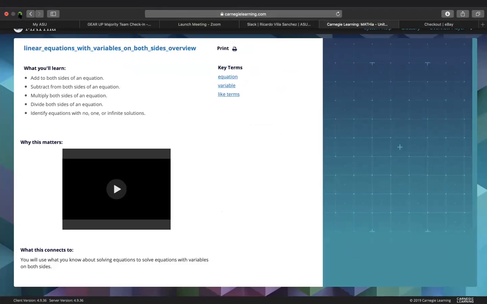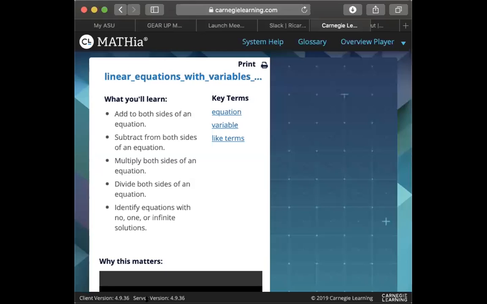And it's important to understand these methods to use when solving these equations because these equations have variables on both sides of the equation. So we need to learn how to isolate the variables by using these types of functions. And so we're going to go through some examples right now.